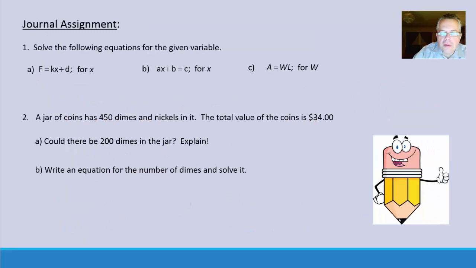All right, here we go. So a bunch of new stuff. This is getting challenging. So for the first part of your journal assignment, solve for the variable. Get that variable by itself. And then here's another problem for you.